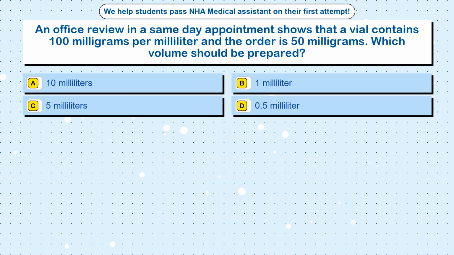Question 37. An office review in a same-day appointment shows that a vial contains 100 mg per milliliter and the order is 50 mg. Which volume should be prepared? Option A, 10 milliliters. Option B, 1 milliliter. Option C, 5 milliliters. Option D, 0.5 milliliter.